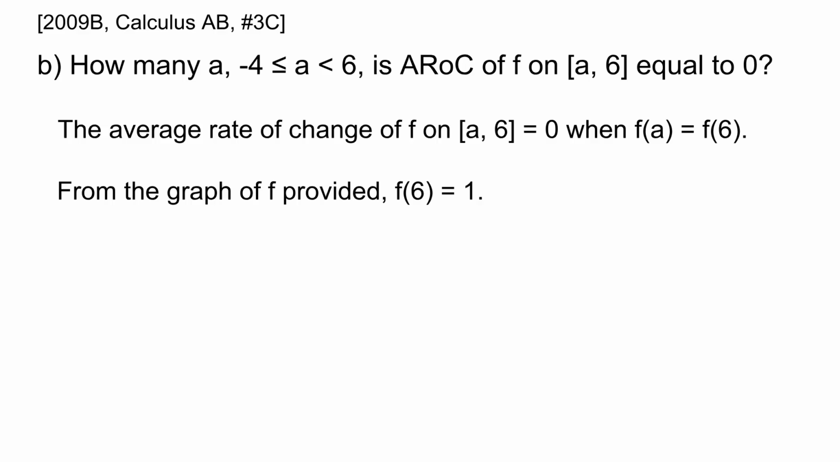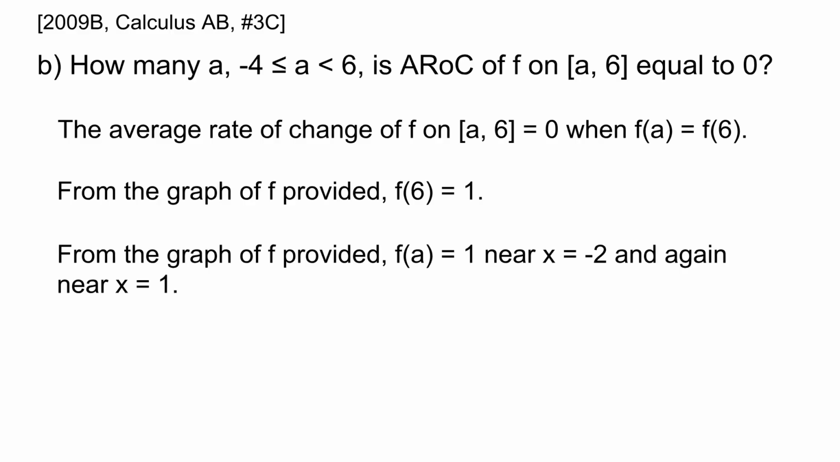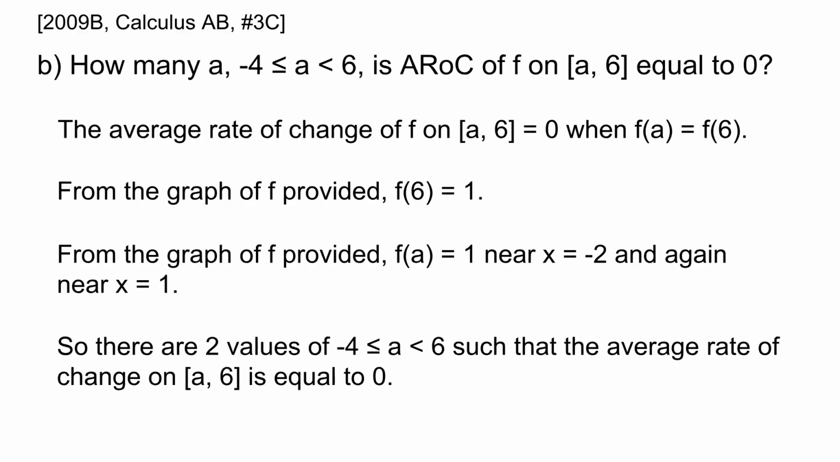We can tell from the graph of f provided that f of 6 is equal to 1. And we can also tell from the graph of f provided that f of a is equal to 1 somewhere near x equals -2, and again somewhere near x equals +1. So we can tell that there are two values of a between -4 and 6 such that the average rate of change on the interval from a to 6 is equal to 0.